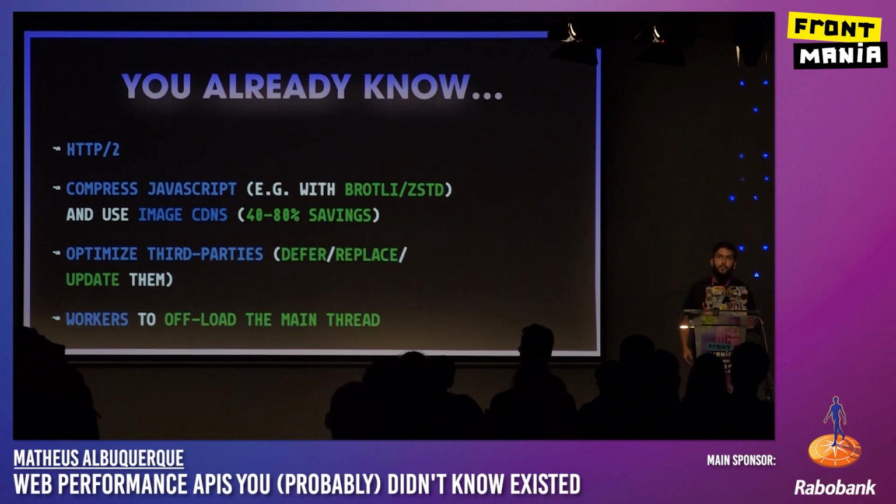We know that we should compress our JavaScript code. So we know that we can use gzip, but there are alternatives like Brotli or even Zstandard by Facebook. So really good ways to compress our JavaScript.